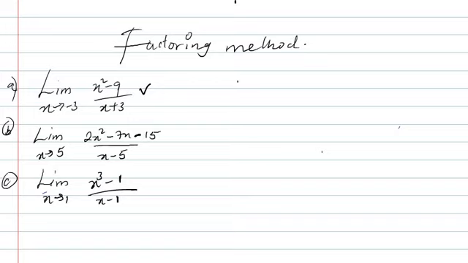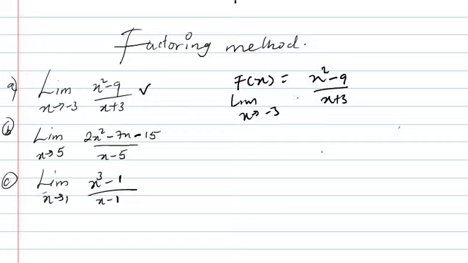The f of x we have here is x squared minus 9 all over x plus 3. Considering this function, our limit is x approaches negative 3. So we have to find this. How will you find the limit of f of x as x approaches negative 3?